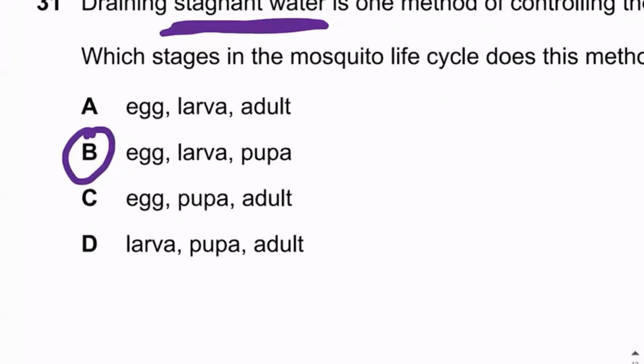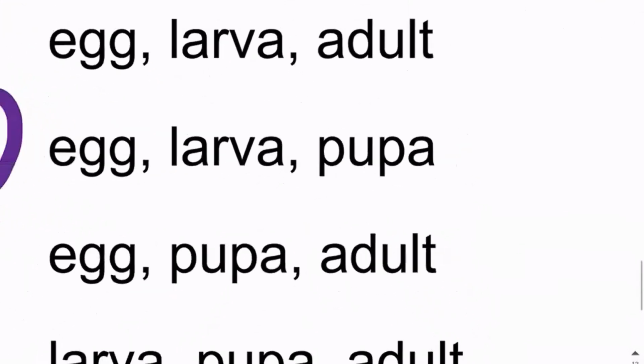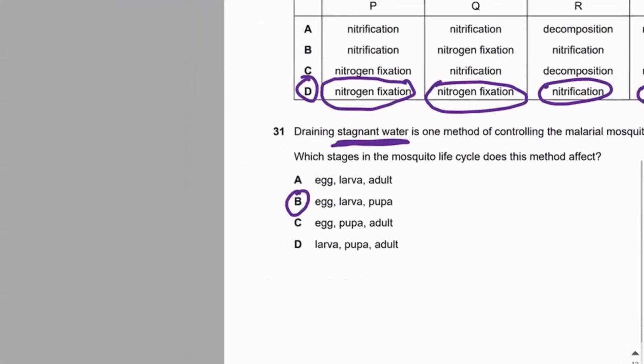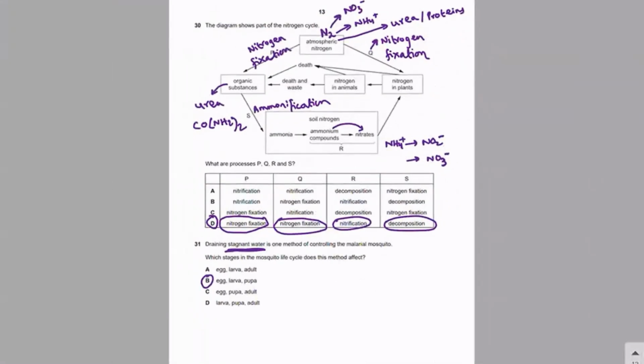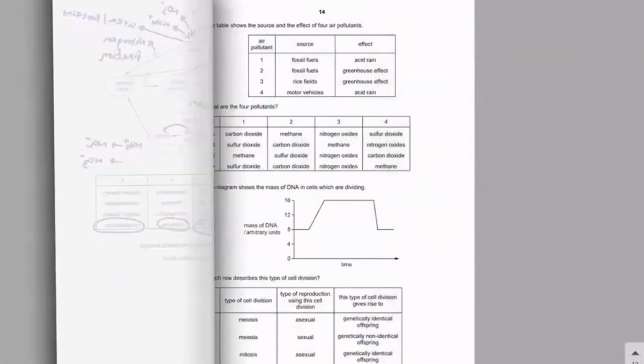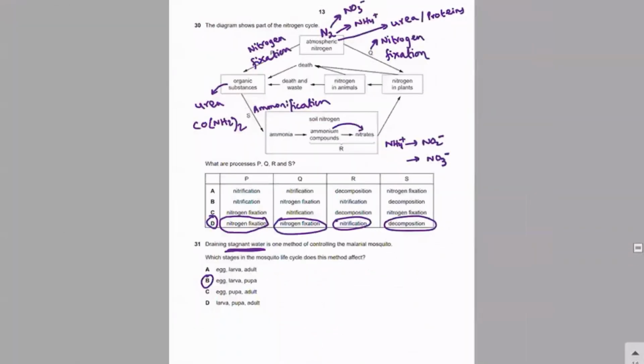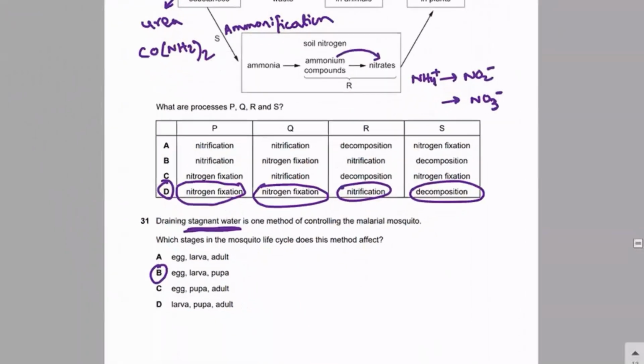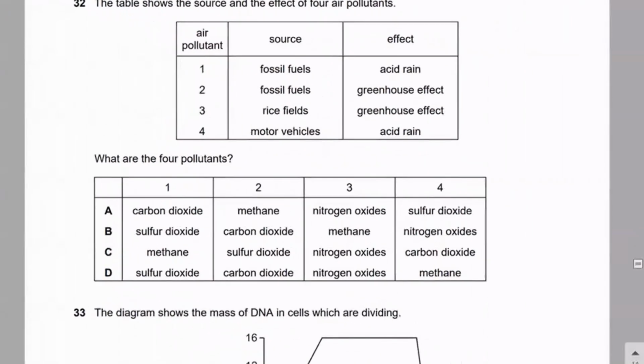So do remember that when eggs hatch, larvae come out of the eggs. These are the smallest of all mosquitoes. Then larvae grow into pupa, and then pupa grows into adult. Adult mosquitoes are in air, whereas the eggs, larvae, and pupa are in the stagnant water. So the answer was, sorry, 31B. Answer was B, not C, 31B. Let's move on to MCQ number 32.